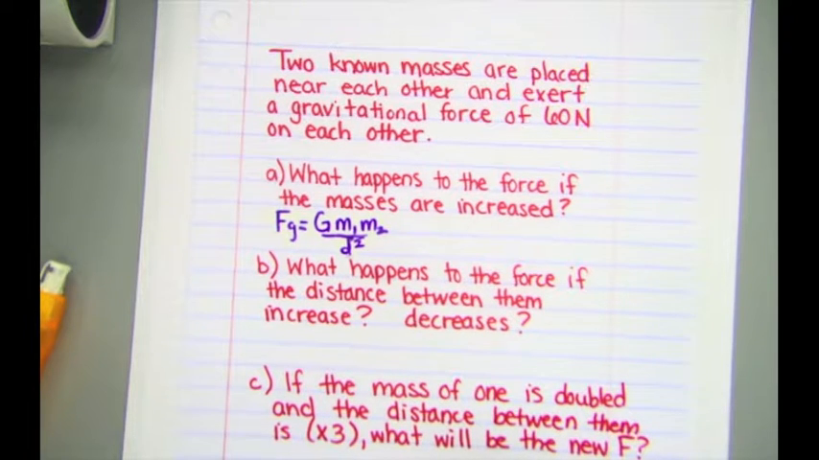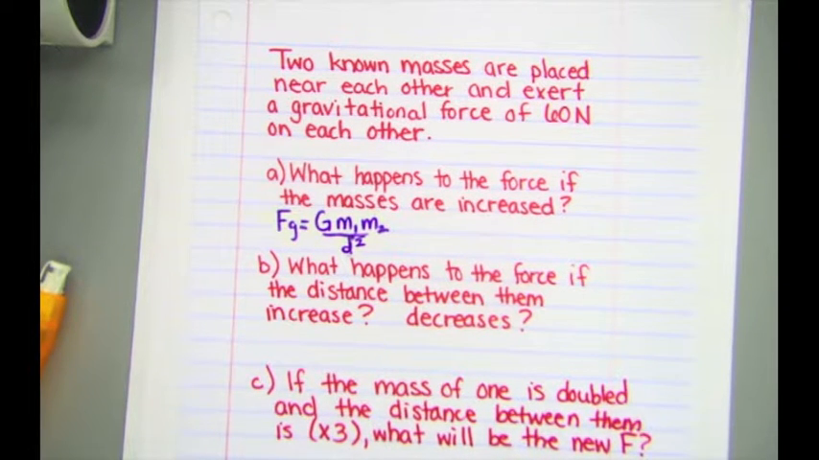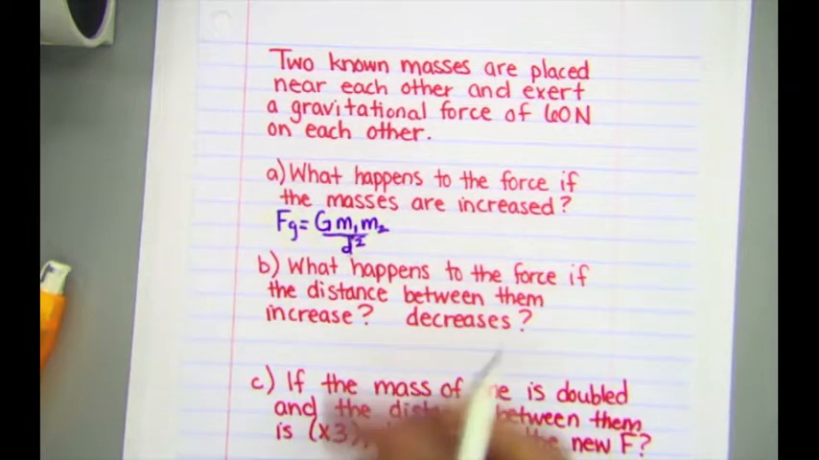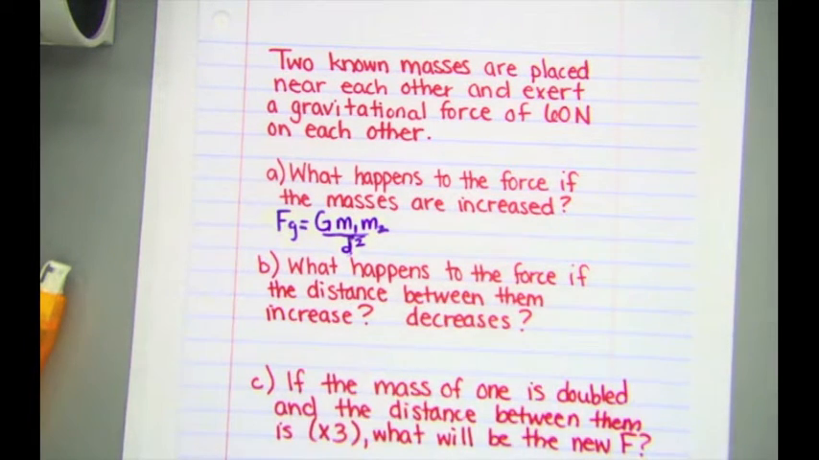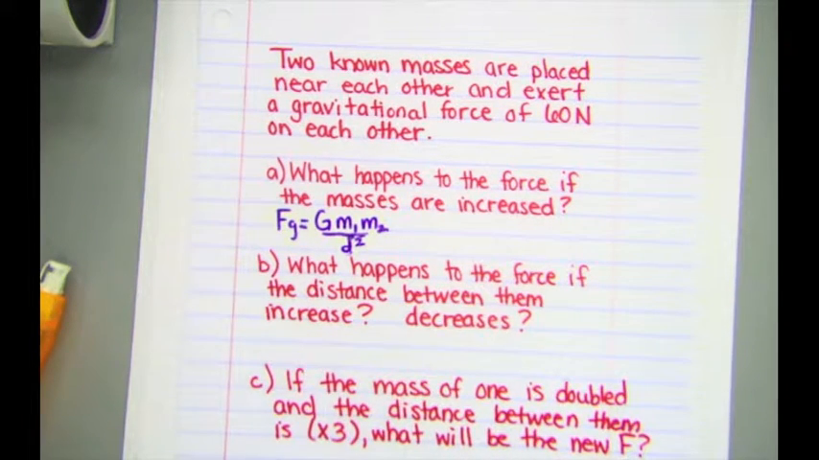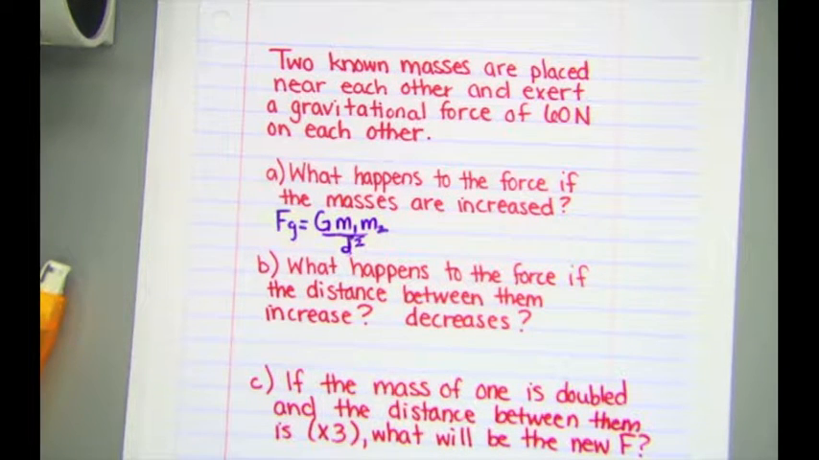Okay, G times mass 1 times mass 2 over the distance between them, or the radius between them, squared. Mass is in the numerator. So if I increase the mass, that means the force will be increased also. The force and the mass are directly proportional.